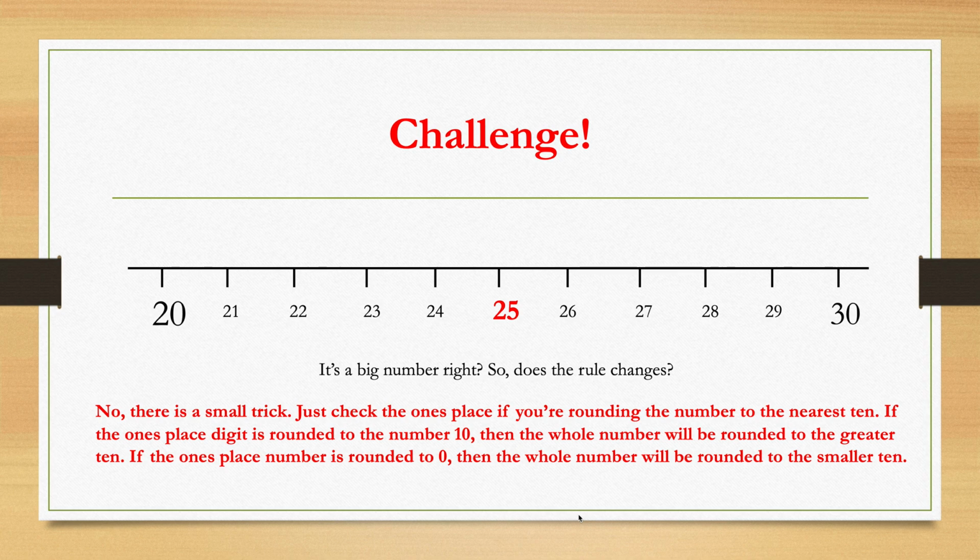So, there is a number 25, the greater 10 is 30 and the smaller 10 is 20, and the ones place digit of 25 is 5 and 5 is rounded to 10. So the whole number will be rounded to 30. Means 25 is rounded to 30. Very easy, right? And the trick can be used with any number of digits if you want to round to the nearest tens. And that's great good news.